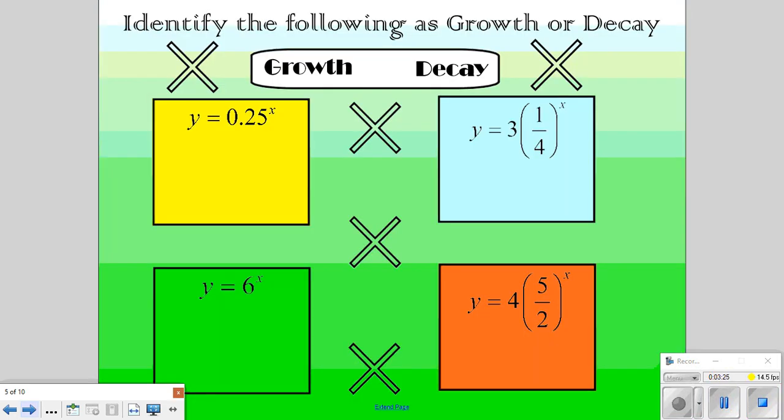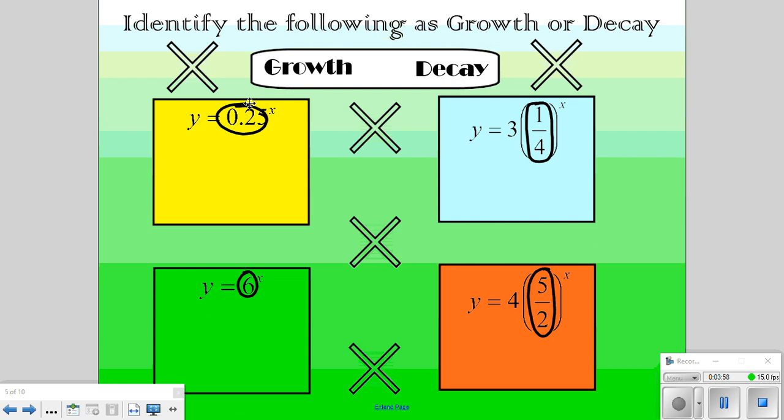Next up, we're going to practice identifying whether something is growth or decay. What we are actually going to be looking at is our b values. So that's our b value on our first one. This would be our b value on our second one. This is our b value on our third one. This is our b value on our fourth one. Now what we are trying to look for here is whether that number is bigger than 1. If it's bigger than 1, it's going to be growth. If it is between 0 and 1, it's going to be decay.